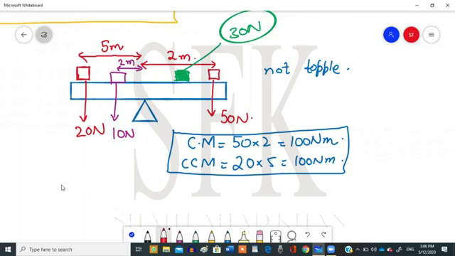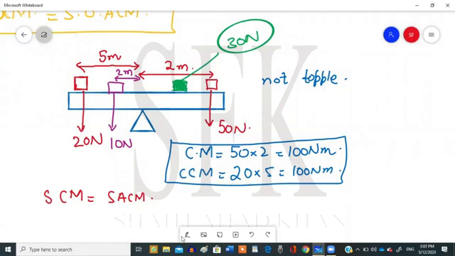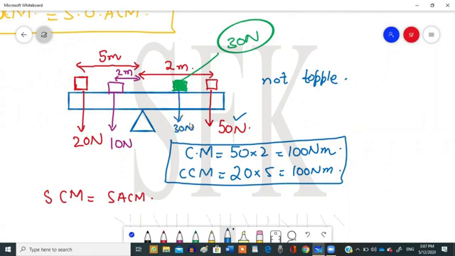First of all, for equilibrium, you know that the sum of clockwise moments and the sum of anti-clockwise moments must be equal. Now, to calculate the sum of clockwise moments, what are you going to do? First, identify the forces which are producing a clockwise moment. Is the 50 Newton producing a clockwise moment? Yes. Is the 30 Newton also producing a clockwise moment? Yes. And what about the 10 and 20? No, they are producing anti-clockwise moments.